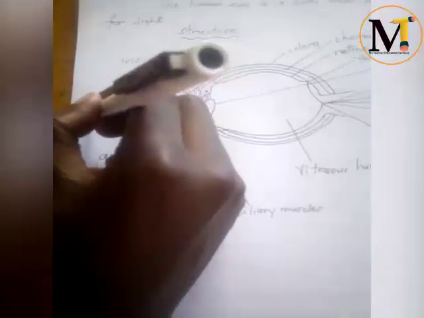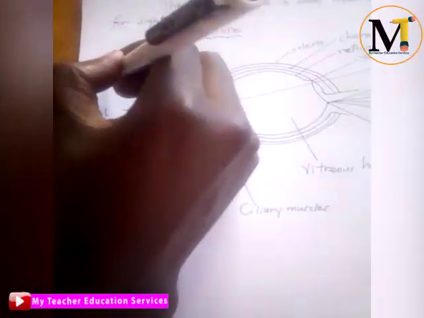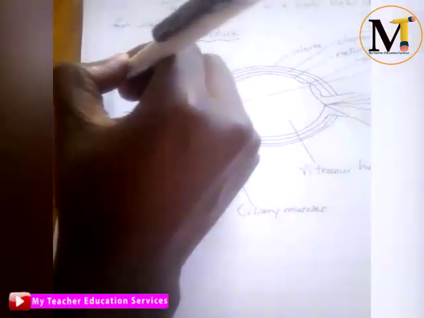We have another part which is between the iris. This part is known as the pupil. And we have a layer here, inside here, known as the cornea. And there is another part here, known as the conjunctiva.